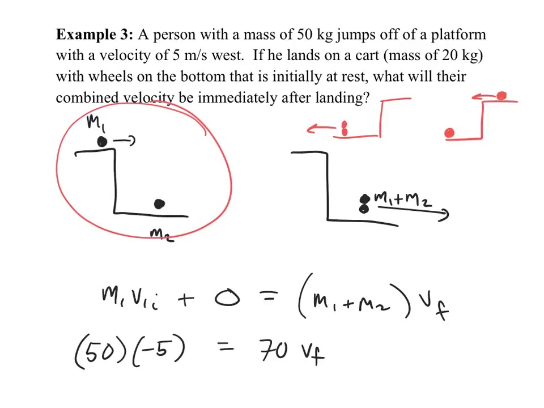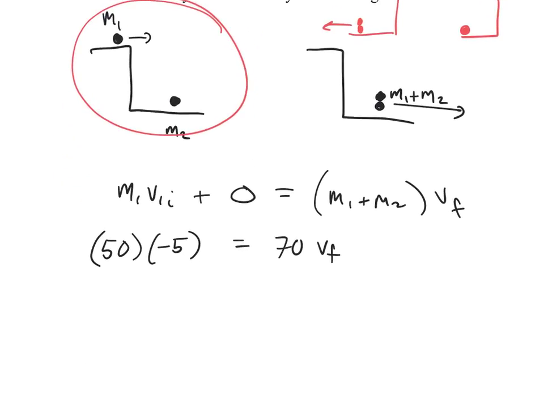What kind of an answer am I going to get? What kind of an answer right away? Not what the number is. What kind? Negative. Definitely. Make sense of it, please. This object jumps with negative velocity, lands on the cart. They're not going to start moving backwards out of nowhere, right? It's going to move with the same motion. So it's going to move to the left or west, which is going to be negative. So VF should be negative.